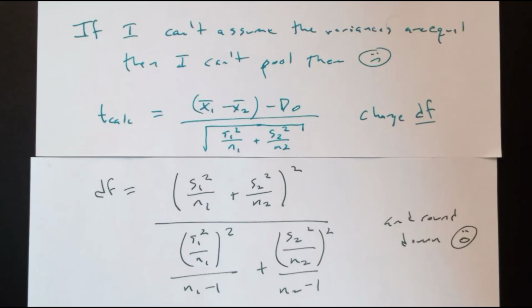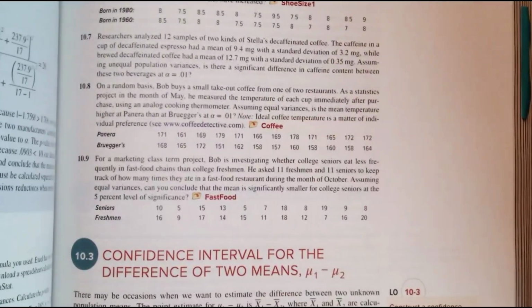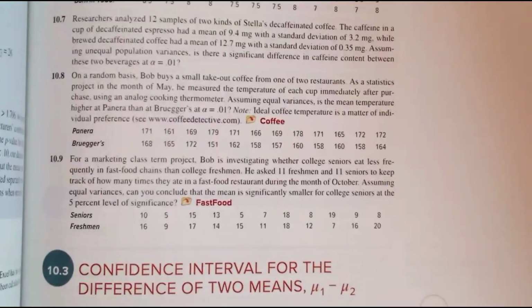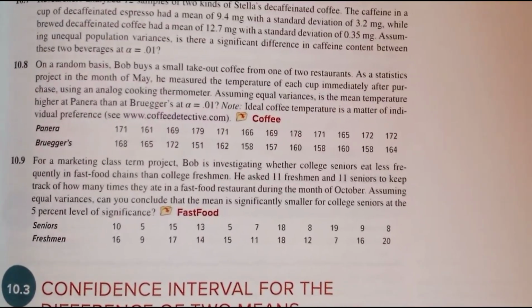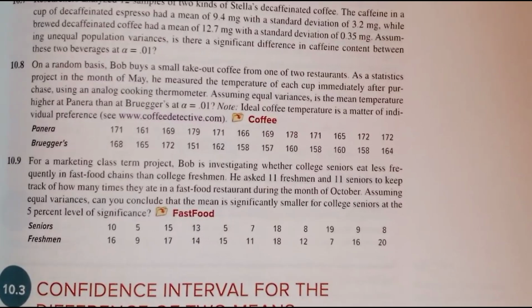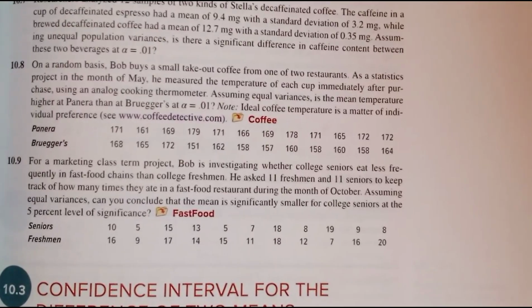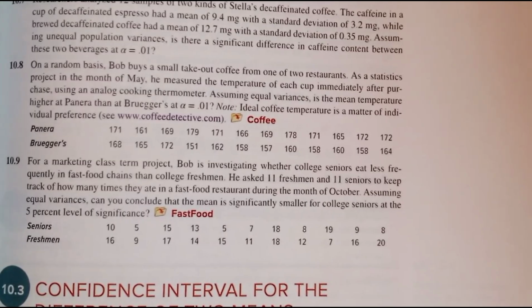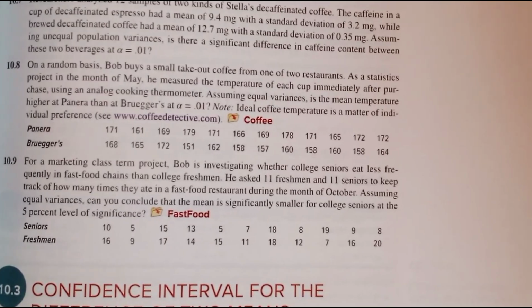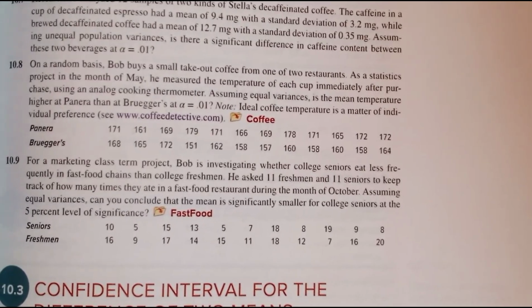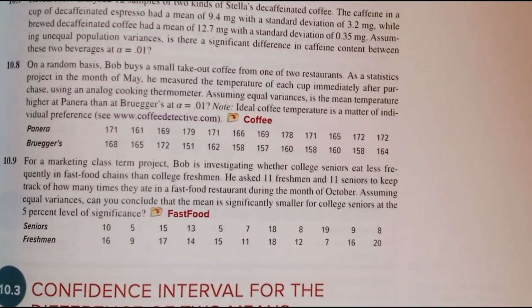So let's do one. Page 375, problem number 9. For a marketing class term project, Bob is investigating whether college seniors eat less frequently at a fast food chain than college freshmen. He asked 11 freshmen and 11 seniors to keep track of how many times they ate at a fast food restaurant during October. Assuming equal variances, there's the key. Can you conclude that this difference, the mean, is significantly smaller for seniors at 0.05 for an alpha?